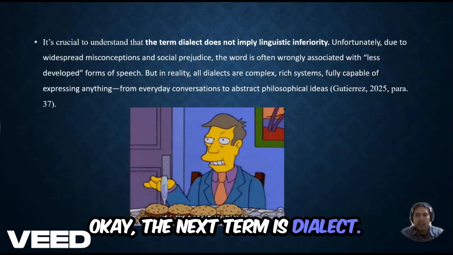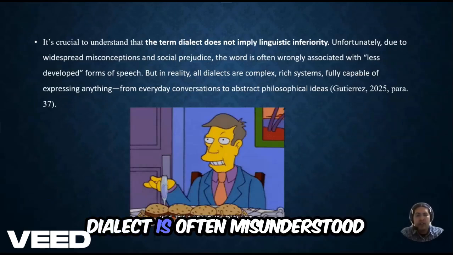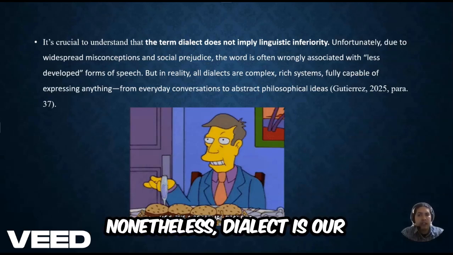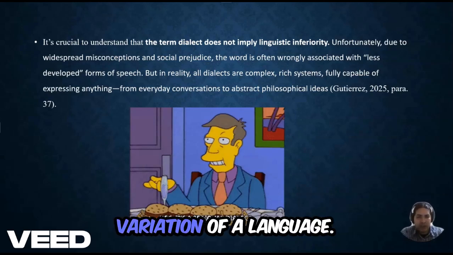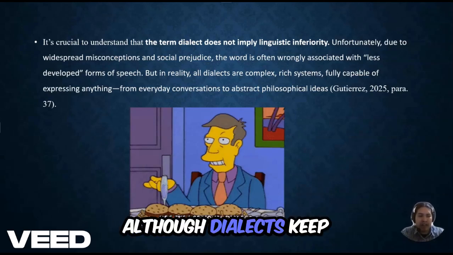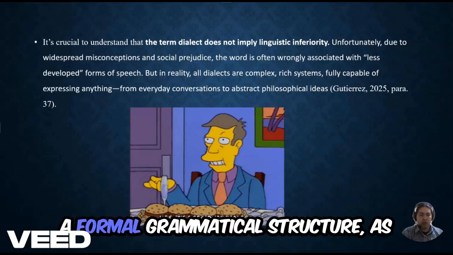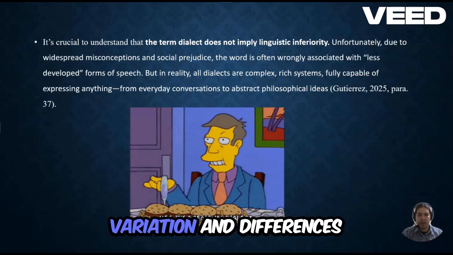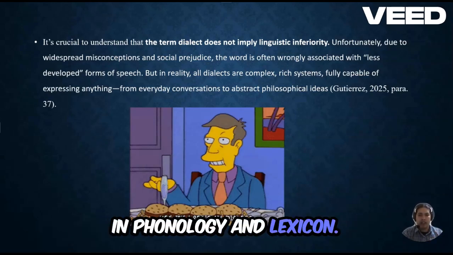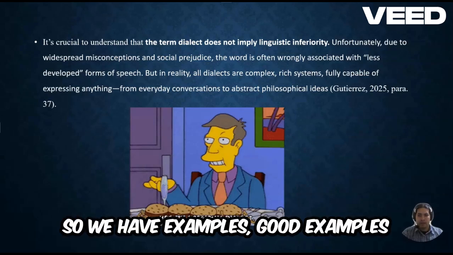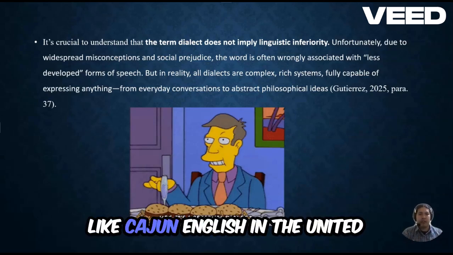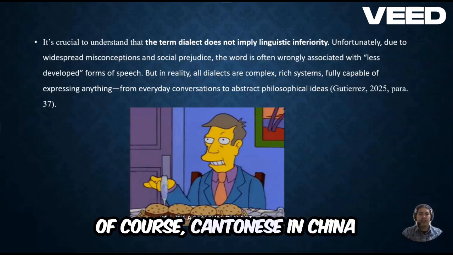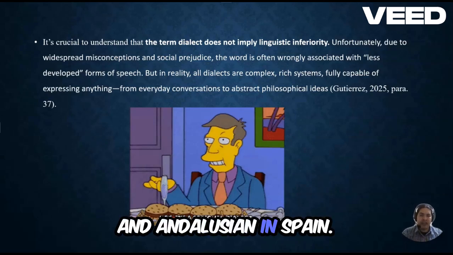Okay, the next term is dialect. Dialect is often misunderstood with language and tongue, seen as the same. Nonetheless, dialect is a variation of a language. Although dialects keep a formal or grammatical structure, as I already mentioned, dialects have variation and differences in phonology and lexicon. So we have good examples like Cajun English in the United States, and of course, Cantonese in China, and Andalusian in Spain.